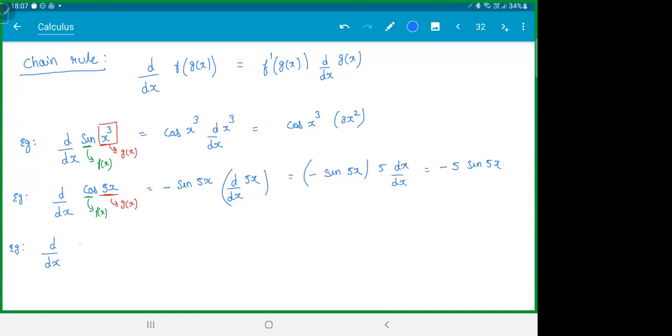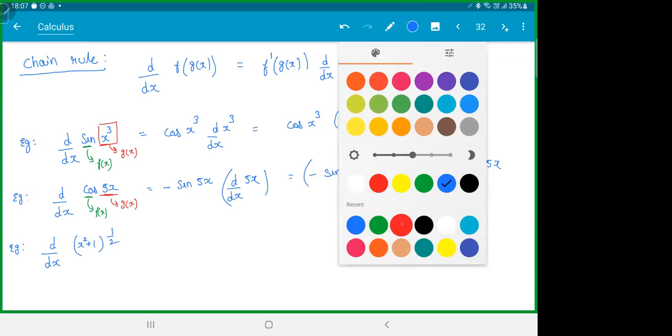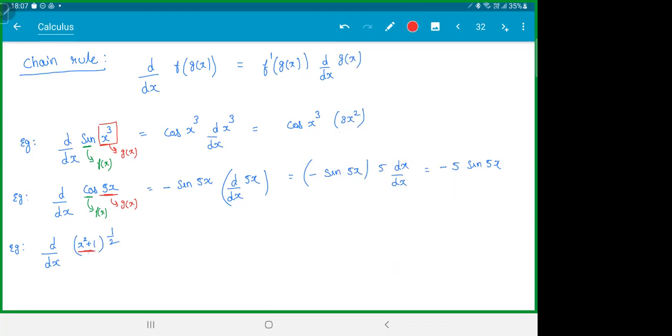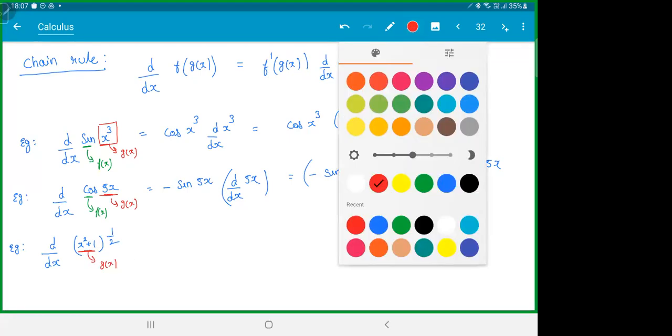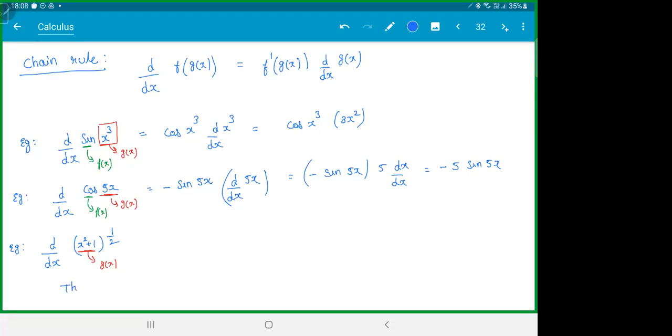So let me take one more example. Let's say you have d by dx of root of x square plus 1. I'll write this as x square plus 1 whole power half. Listen carefully. There is no formula for x square plus 1 whole power half directly. This is your function g of x. So this is what you should always see. This looks like x power n, but it is not x power n. It is something inside to the power of half.